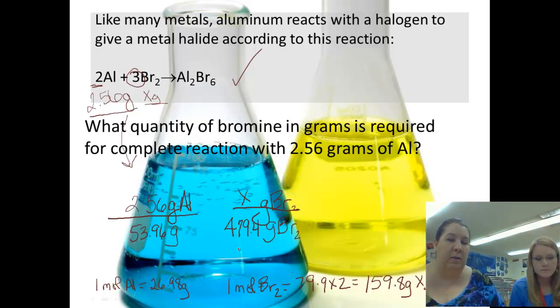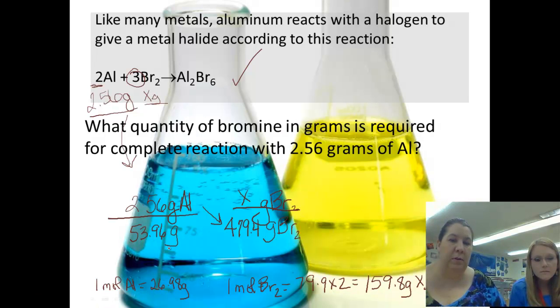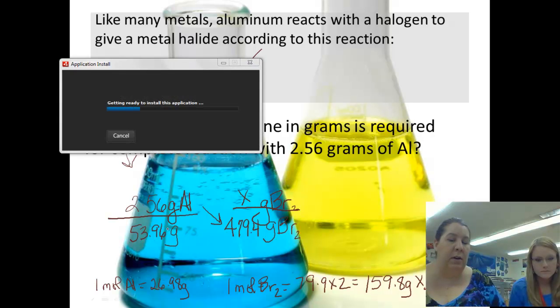So now all we have to do is just cross multiply and divide. So 2.56 times 479.4 divided by 53.96. Sorry about that little glitch there. My little thing wants to come on for some reason.